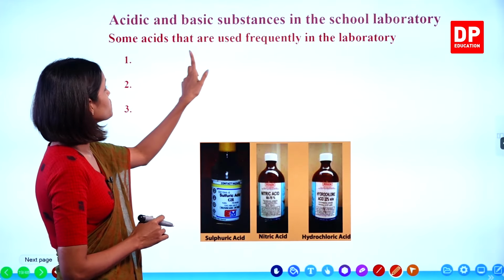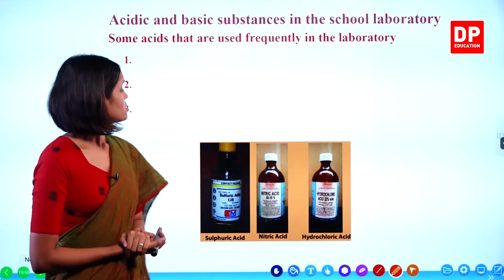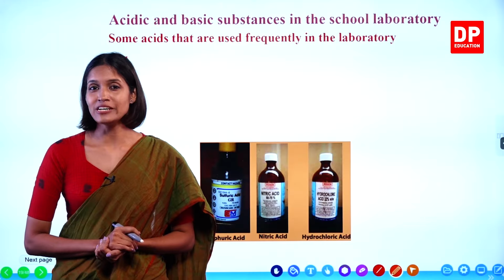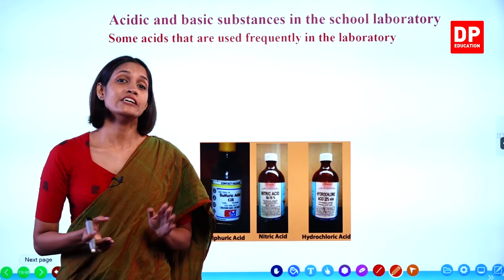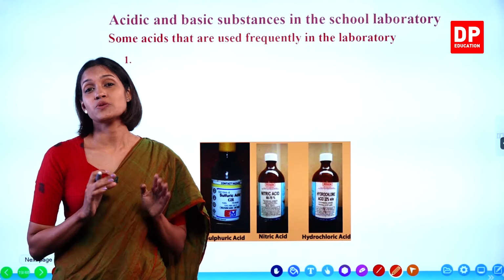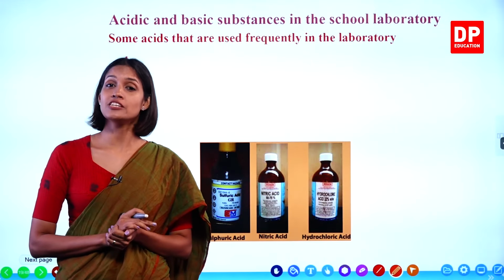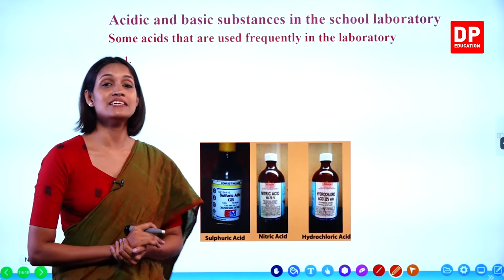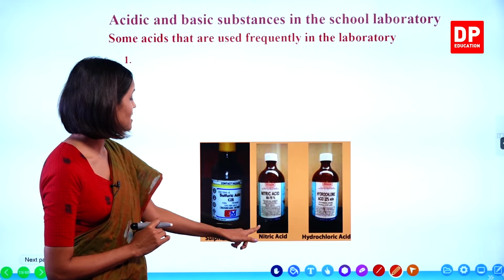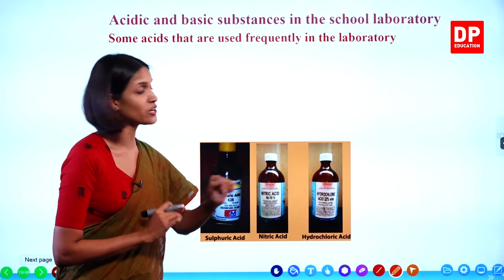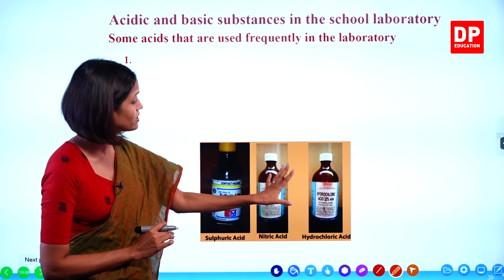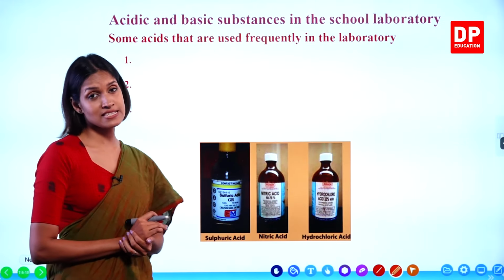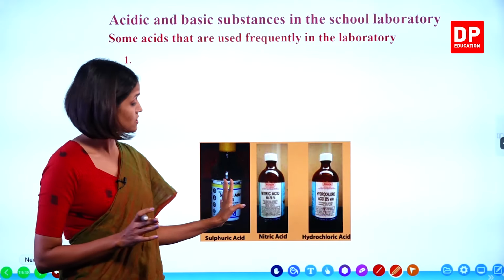So some acids that are used frequently in the laboratory. The first one, sulfuric acid. Now sulfuric acid. So do you remember in the third lesson we learned about our simple cell? There we use the dilute sulfuric acid in order to prepare the simple cell. Okay children. So sulfuric acid is a type of acid. And the next one, nitric acid. And hydrochloric acid. Hydrochloric acid is also very commonly used in different activities in the lab. Okay children. So sulfuric acid is again used to prepare battery acid. We learned this before as well.